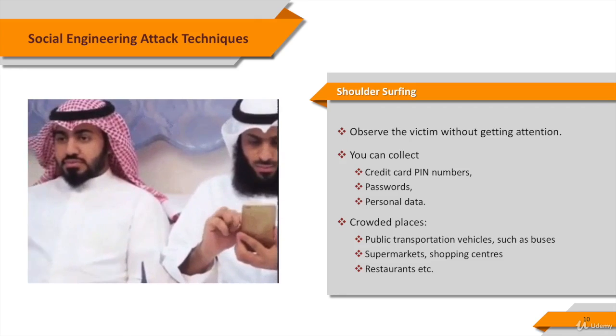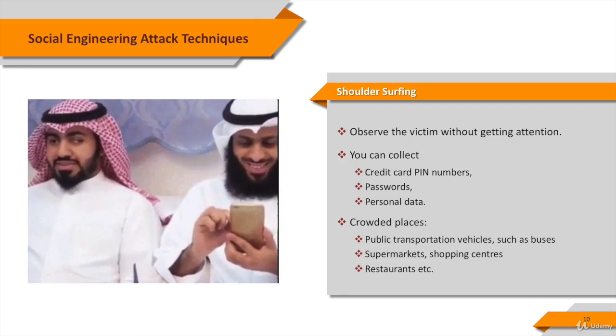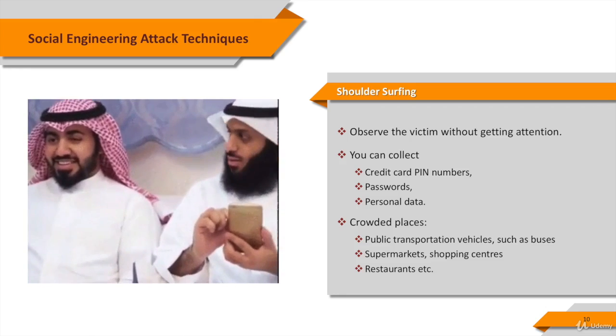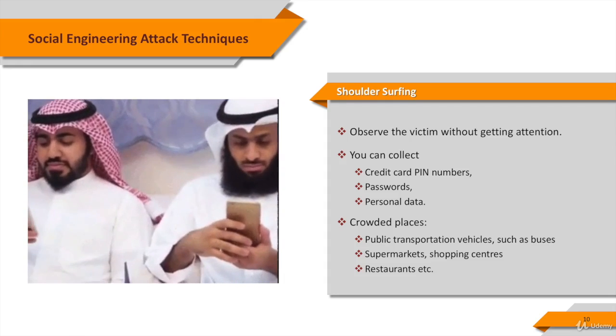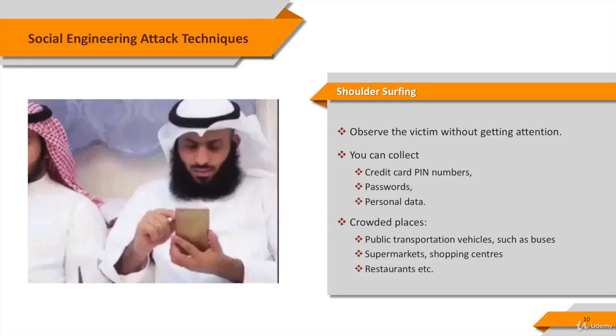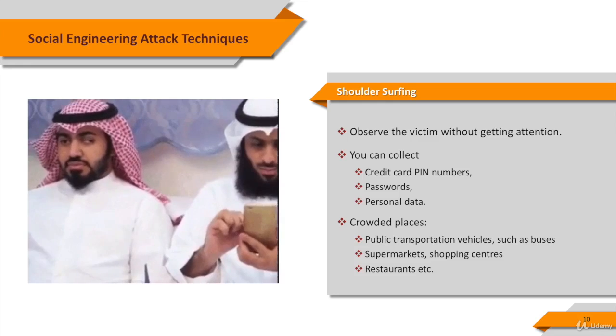This attack can be performed either at close range by directly looking over the victim's shoulder, or from a longer range by, for example, using a pair of binoculars or similar hardware. Shoulder surfing is likely to be performed best in crowded places because it's easy to observe the information without getting the victim's attention.